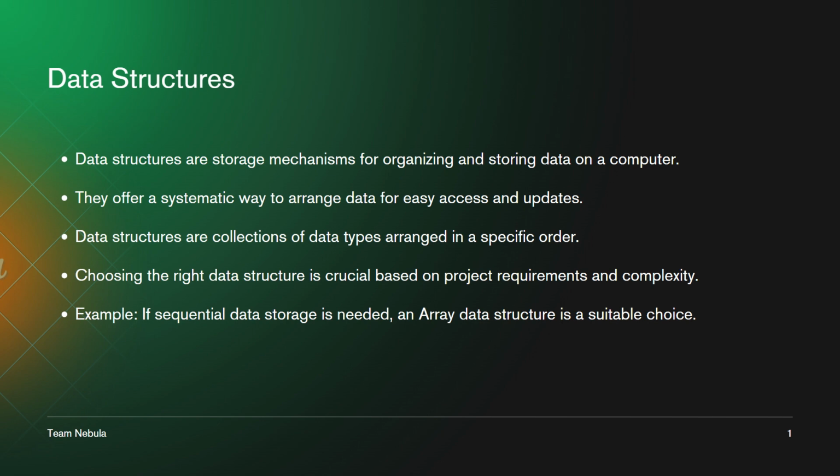It's crucial to choose the right data structure for your project based on its requirements and complexity. For example, if you need to store data sequentially in memory, an array data structure would be a suitable choice. There are two main categories of data structures: linear and nonlinear.